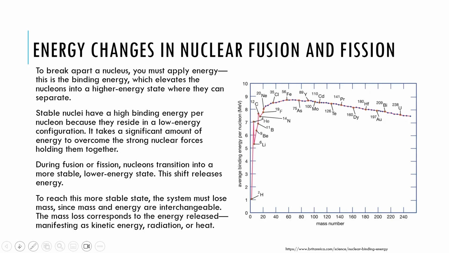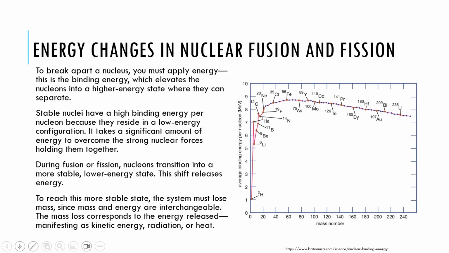Essentially, if you add energy to the nucleus, it's going to put the nucleons in a higher energy state, getting them to a point where they're able to separate from each other and overcome the strong nuclear force. For nuclei which are naturally stable, they have a high binding energy per nucleon, meaning that lots of energy needs to be input to separate them. And this is because they already exist in a low energy configuration.